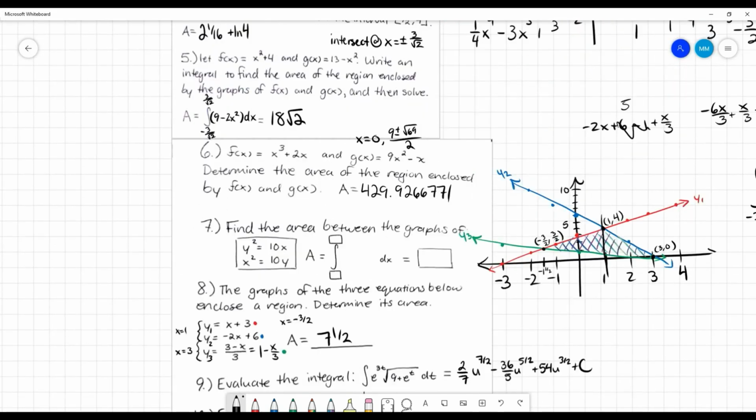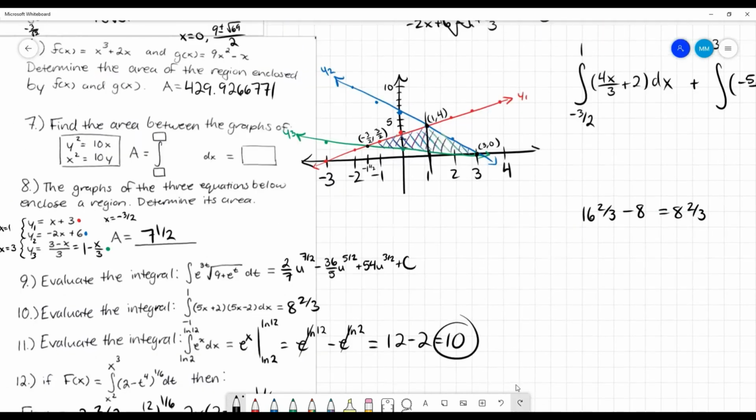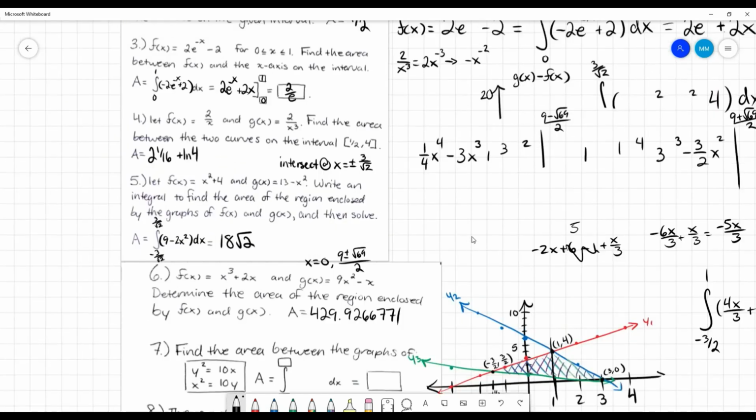And that's it for this homework. So it was quite a bit. I know, I really recommend sketching things out like this.